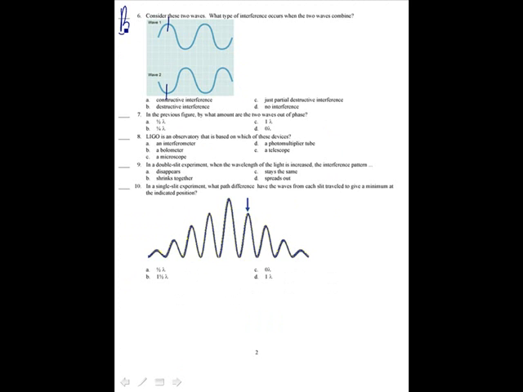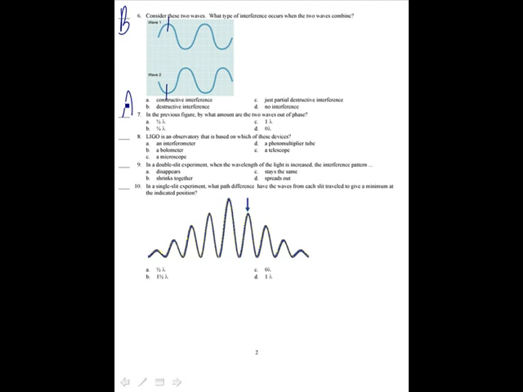That is B. Previous figure, by what amount are the two waves out of phase? Well, for destructive interference of these, they have to be a half a wavelength. So number 7 is A. It could also be 3 halves wavelength, 5 halves wavelength, 7 halves, but those weren't options.